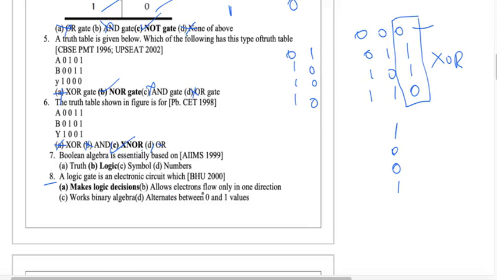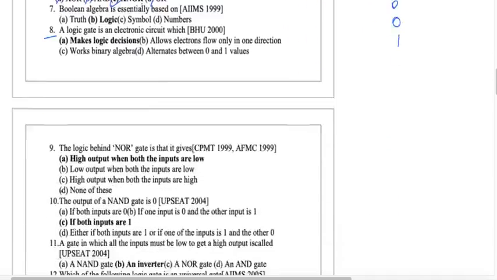Option B is allows electron flow in one direction. It is a diode which allows electrons to flow in one direction. The left option is makes logic decision. Depending upon the gate, you are having the logic decision. For an OR gate it is different, for an AND gate it is different. So the option is A.